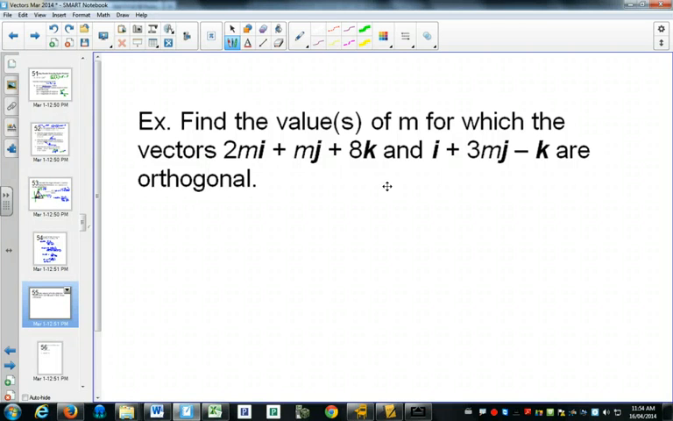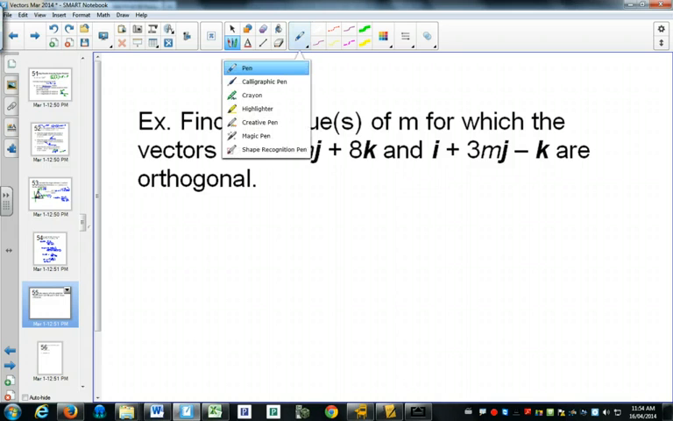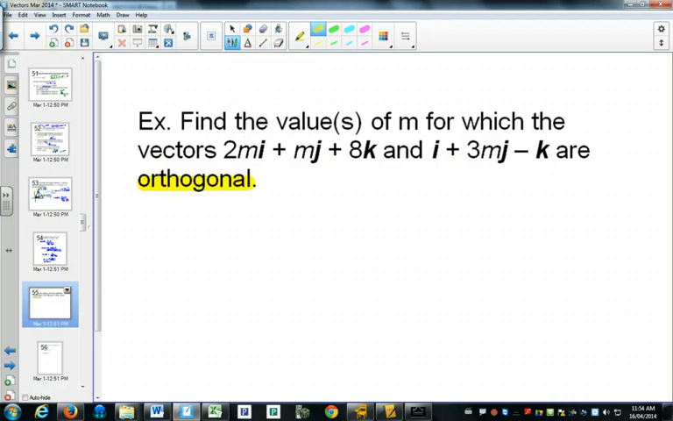So the word orthogonal is not a word that we used very much in our other curriculum. All it means is perpendicular. And what do we know if things are perpendicular? They're at 90 degrees. And if they're at 90 degrees, then cos of 90 degrees would equal 0. And if cos of 90 degrees equals 0, then you know that the dot product of u dot v has to equal 0.